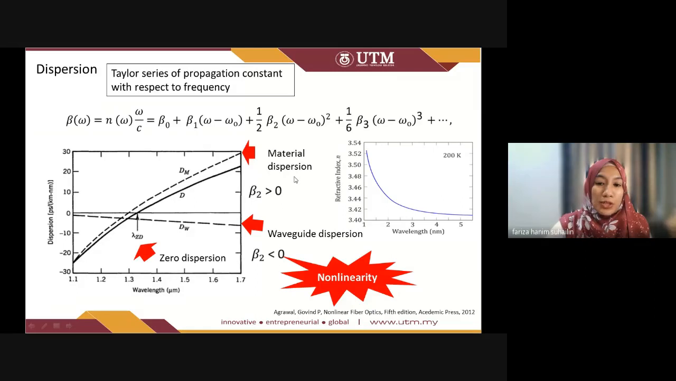So when we're talking about material dispersion, of course, you can use the Sellmeier equations to approximate the value of your material dispersion. So this is the refractive index profile as a function of frequency or wavelength at 200 Kelvin. So the changes in the refractive index as a function of wavelength. So that's the linear response: attenuation and dispersion.